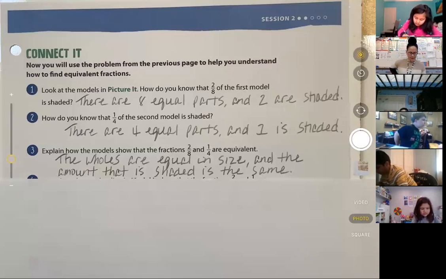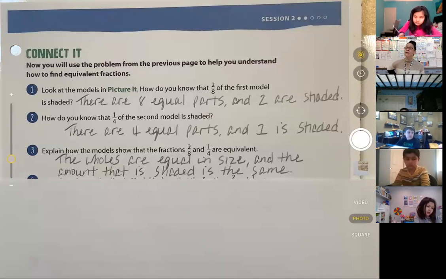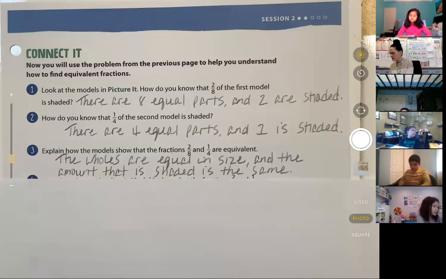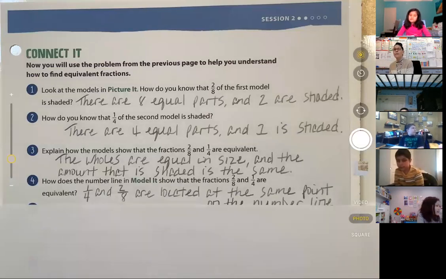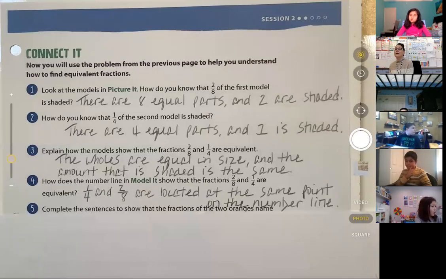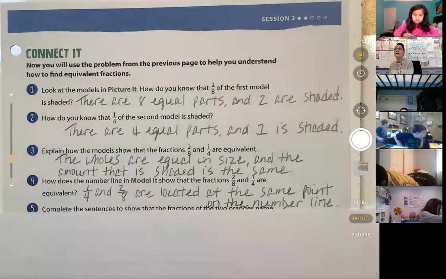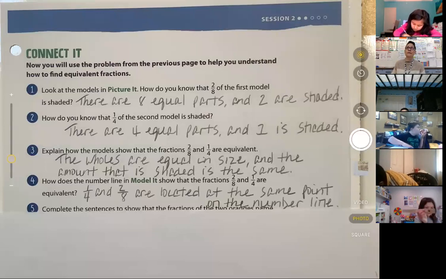On question 4, it is asking, how does the number line in that green model show that the fractions 2/8 and 1/4 are equivalent? So again, friends, when we are looking for equivalency, it is not just the same amount shaded, it is also the same point on the number line. 1/4 and 2/8 are located at the same point on the number line.